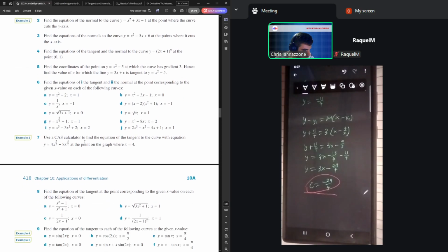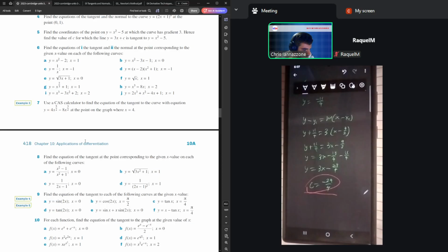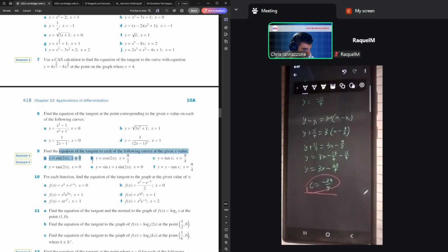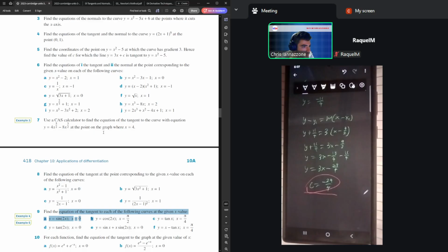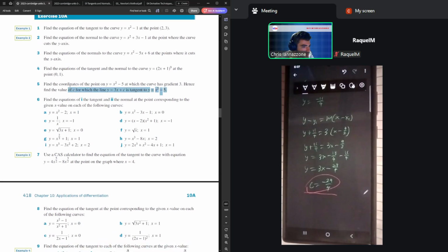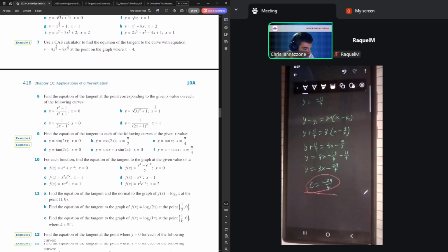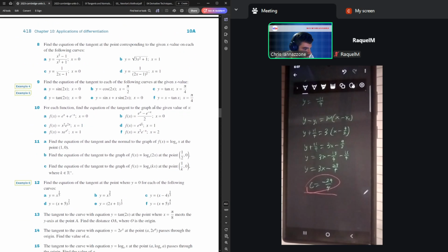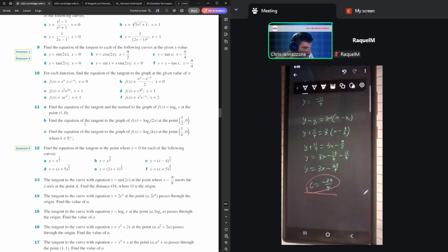Let's see. We got one that's similar. We've got one that's quite similar to that. Let's see. It's going to be find tangent at that. Yeah, okay. Maybe 11C will be similar enough.